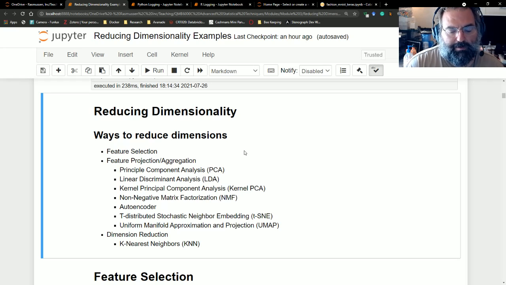I'm not going to go into all the math. It makes your head hurt, right? But you can know what they do and how to use them and when to use them, without necessarily being able to do all the derivations inside of it. So that's kind of the point. And then dimension reduction, k-nearest neighbor is probably one of the first things you learned, and certainly classification.